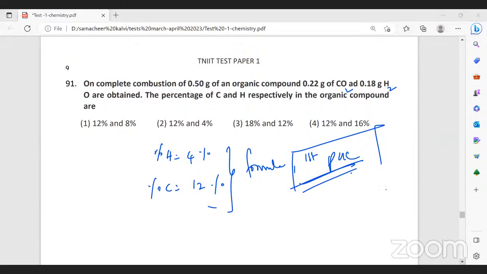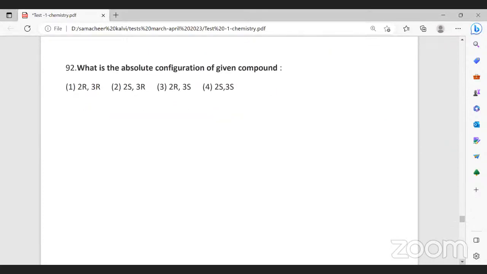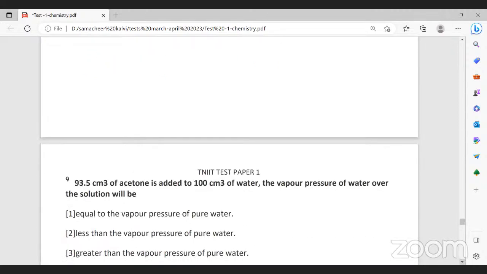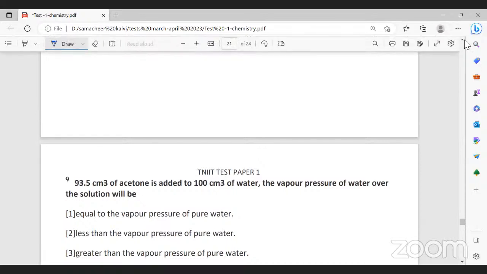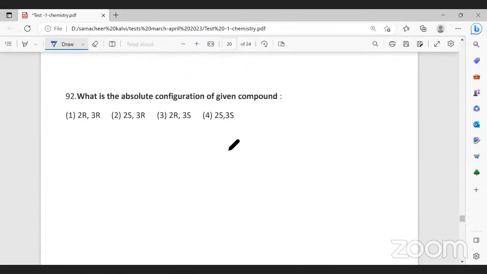The next question. What is the absolute configuration of the given compound? The compound is missing here. So we cannot answer this question for now because the compound is missing.